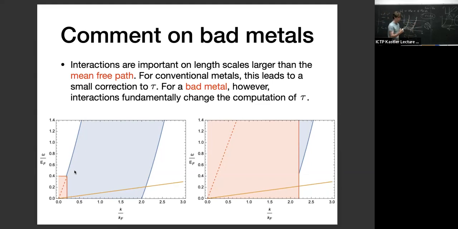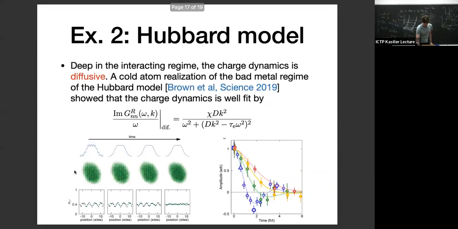And that's kind of what this cold atom experiment sees, that this diffusive form eats everything. It's not some small thing, it's everything. So diffusion is normally an effective long wavelength theory, but in the bad metal, diffusion is microscopic. It goes all the way up to 2kF. And that's this red plot here. That's just a tangential point.